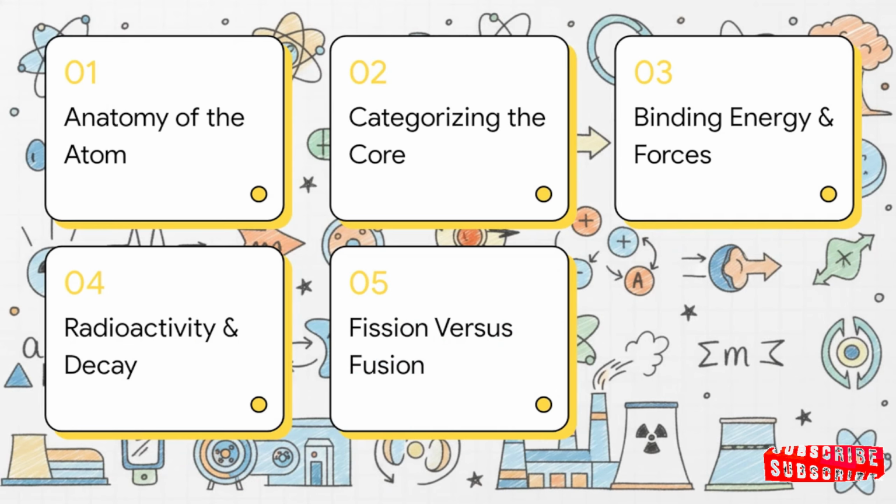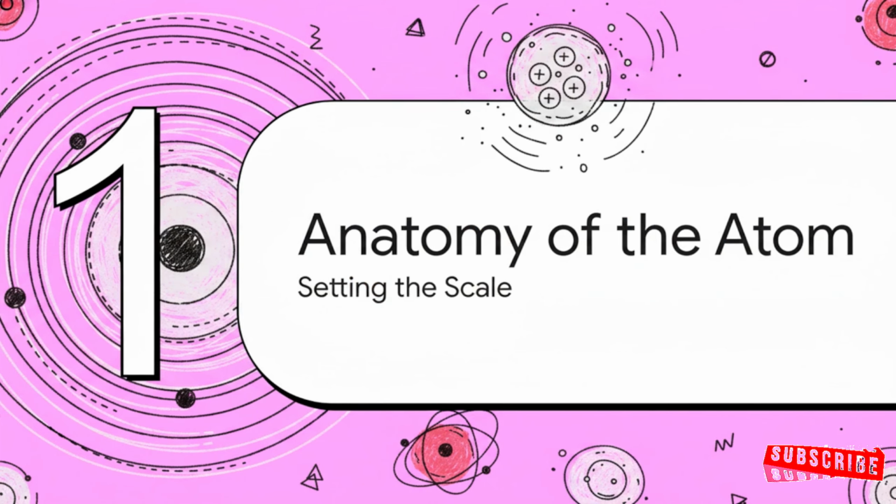Here's our game plan for today. We're going to start with the anatomy of the atom, then move into categorizing the core, followed by binding energy and forces. After that, we'll tackle radioactivity and decay, and finally, we'll wrap it all up with the heavy hitters, fission versus fusion. Okay, let's dive right into Section 1, Anatomy of the Atom, Setting the Scale.